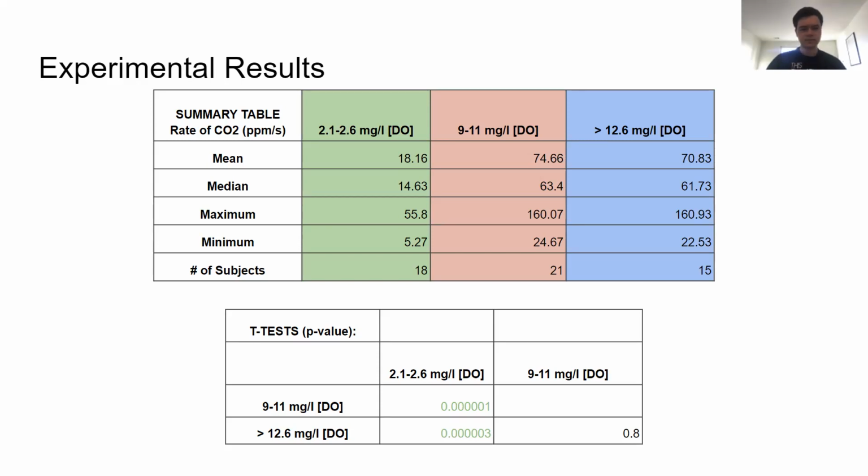Between condition 1 and 2, there was no significant difference between the means for the rate of CO2 production, meaning that the yeast in both levels was producing CO2 at the same rate despite the difference in oxygen concentration. However, the t-test comparing the mean CO2 production rates between our 3rd condition and the other 2 previous levels revealed that the yeast under the condition of 2.1 to 2.6 milligrams per liter of dissolved oxygen were producing CO2 at a significantly lower rate.